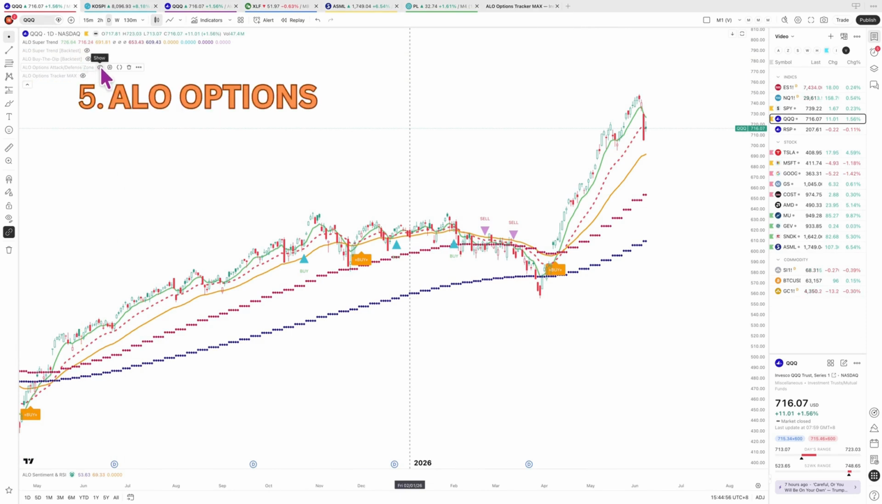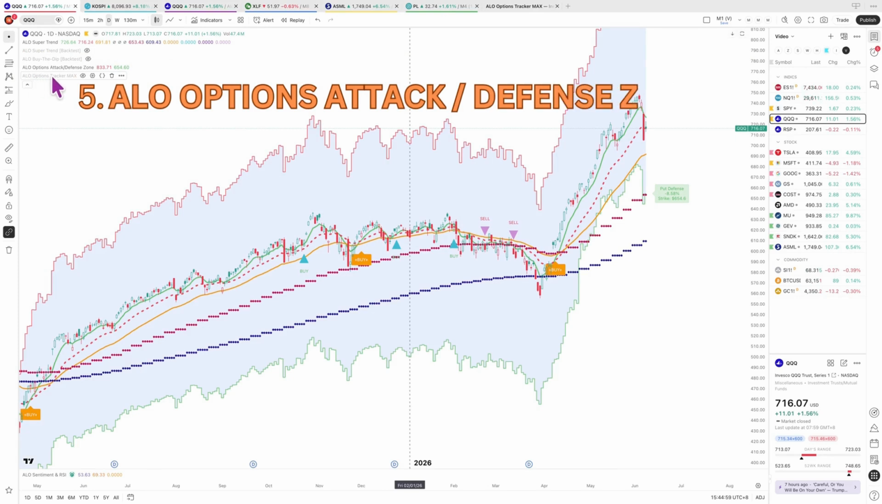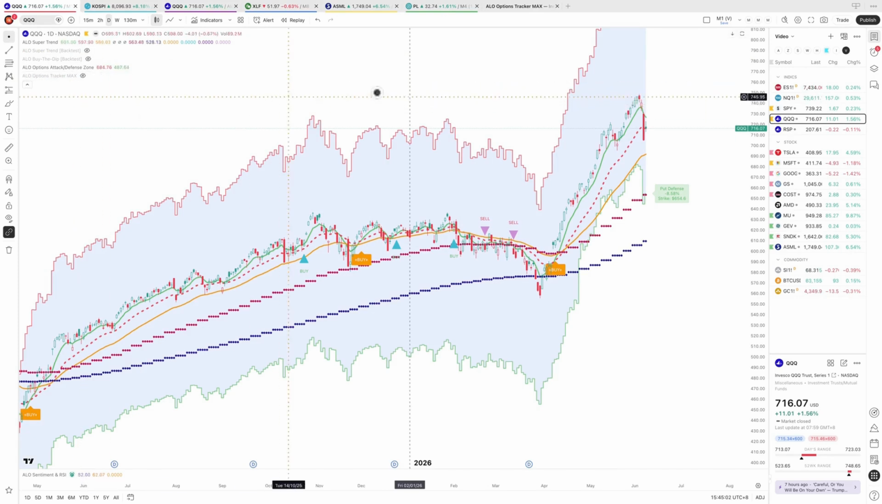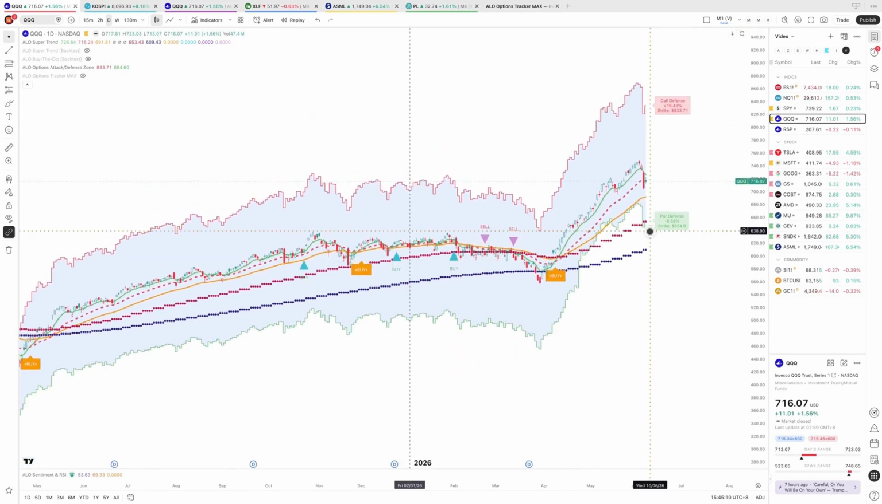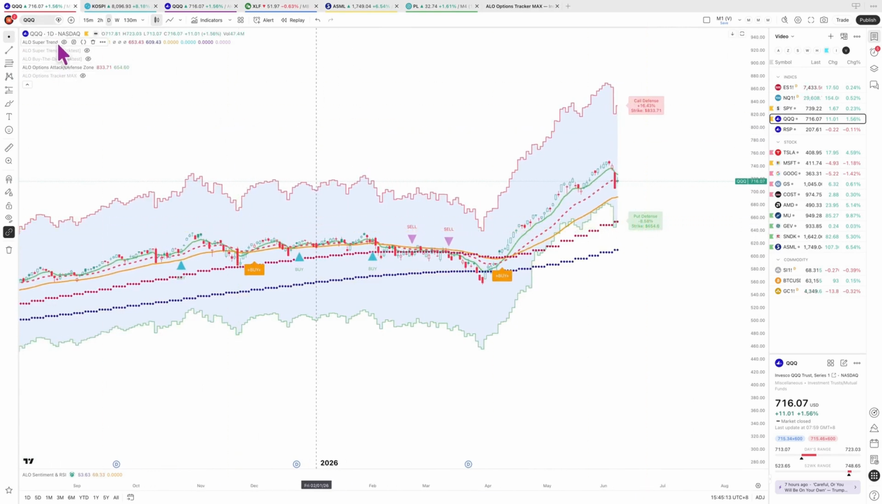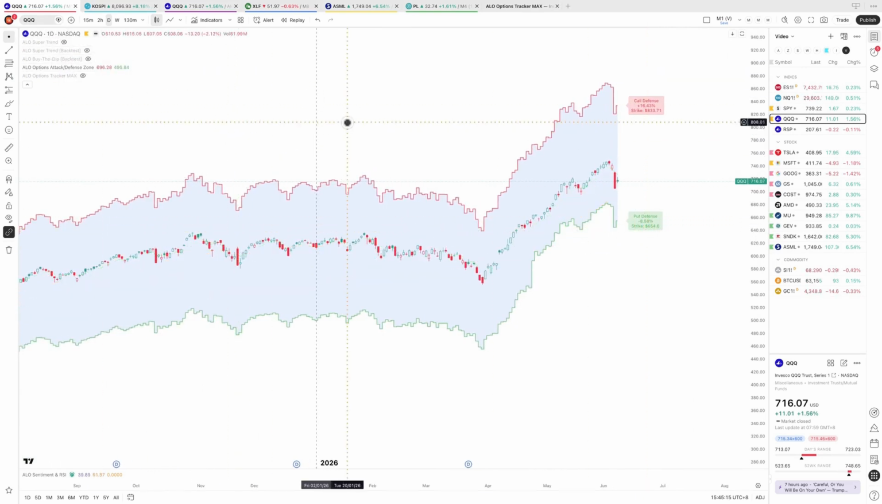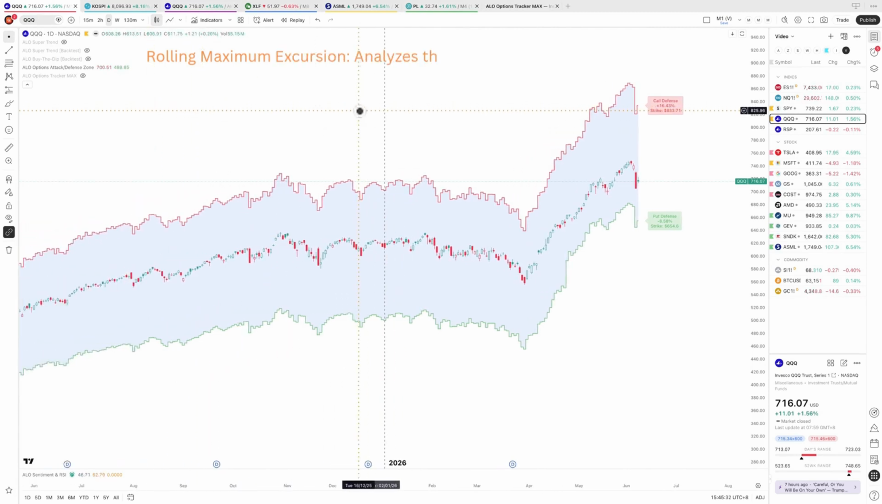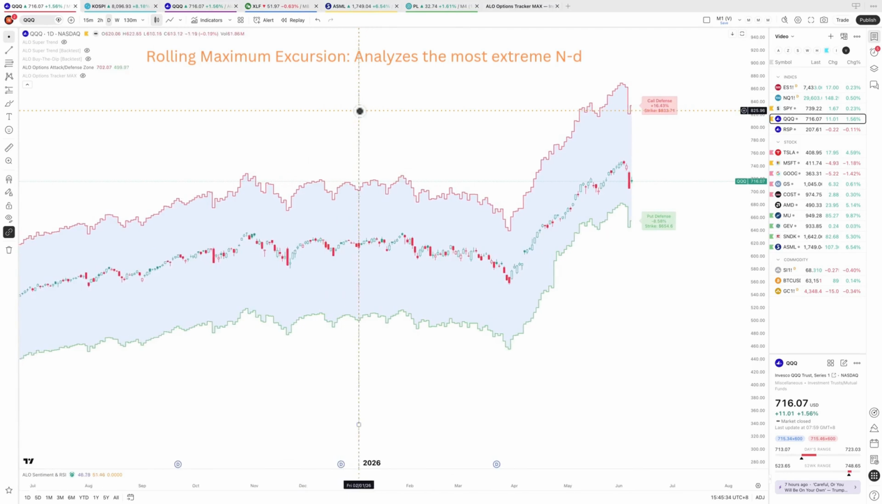What you are looking at right now is the proprietary ALO Options Attack and Defense Zone, a core engine of my ALO Quantitative Suite's TradingView indicators. Now, mapping this directly onto our active charts, what exactly does this metric isolate? This engine dynamically calculates statistical boundaries using deep historical performance modeling. Over the immediate trading horizon, we can accurately project this specific asset's realistic price distribution boundaries.